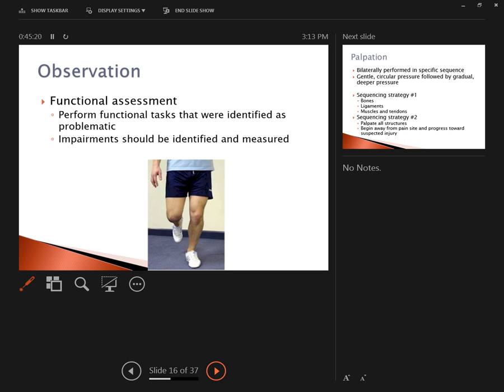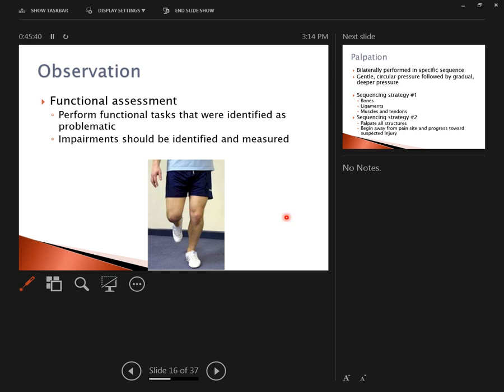So maybe in this case, in this picture, this could be a single leg squat. Maybe 2 legs didn't really cause much pain, but we're trying to assess quad function. If you squat only on 1 leg, that's when we have pain. So now we're able to have more information because we asked them to do something more functional.